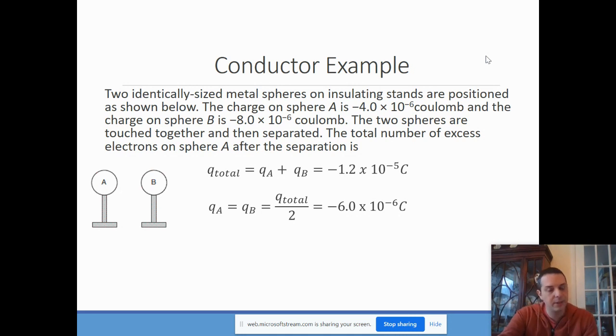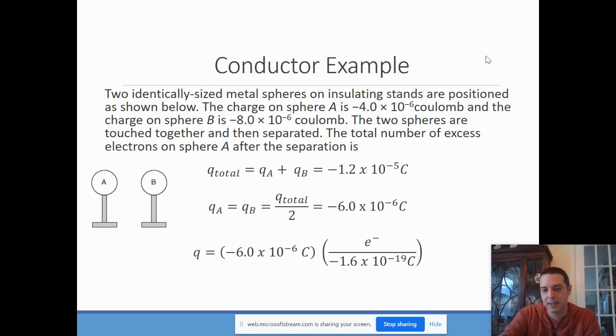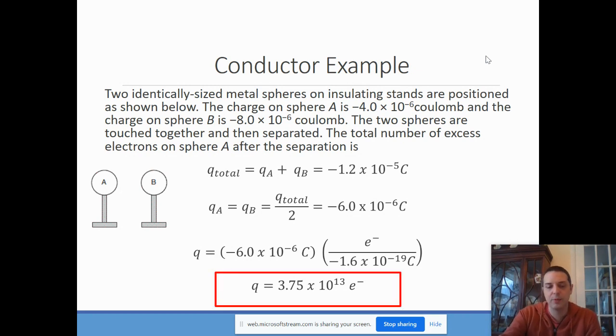Well, I know how much charge is there, and I know how much charge each electron has. It's 1.6 times 10 to the -19 coulombs. So if I take that total charge and divide out 1.6 times 10 to the -19 coulombs, I can figure out how many electrons really need to be there to get me to a charge of -6.0 times 10 to the -6 coulombs. And it turns out that that charge can be represented by 3.75 times 10 to the 13 electrons, and that would be our answer.